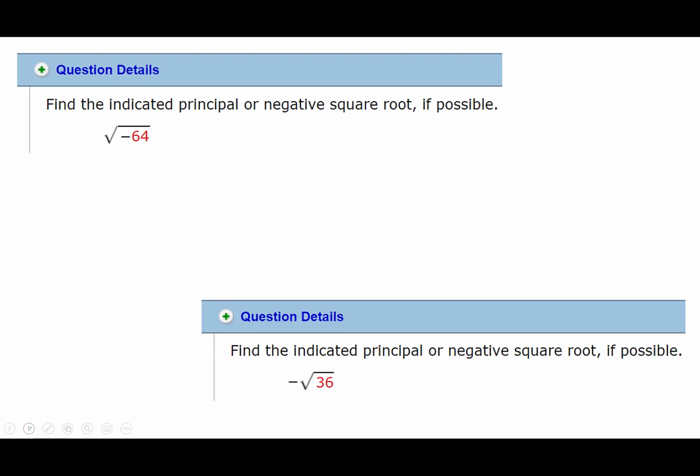Okay, let's do another example. It says find the indicated principal or negative square root. This time, notice there's a negative 64 under a square root. So remember what a square root is looking for. It's a number times itself. Is there a number times itself that equals negative 64? Well, that's impossible, because in order to have a negative as the answer to a multiplication problem, you have to multiply a negative times a positive, and those would not be the same number. And so for this one you would just write impossible.